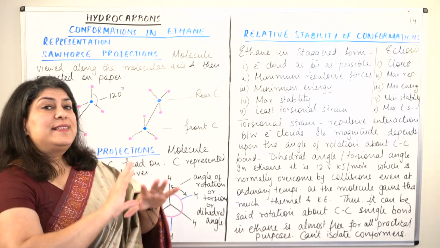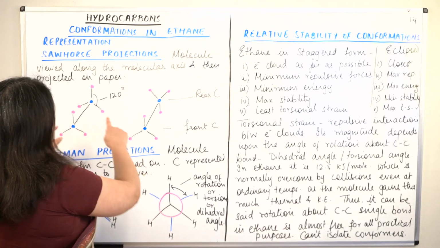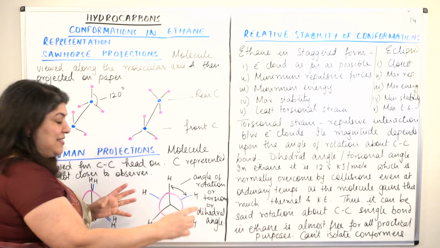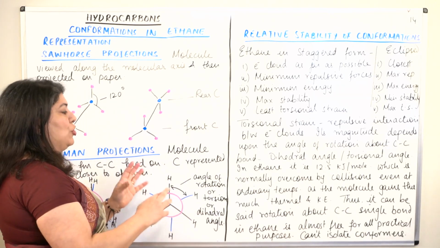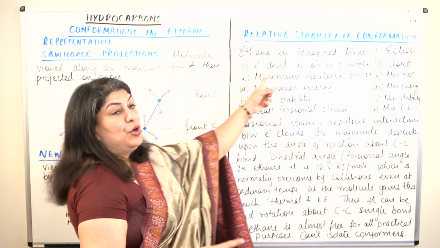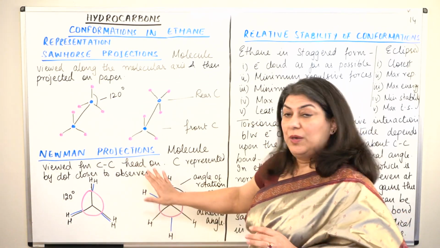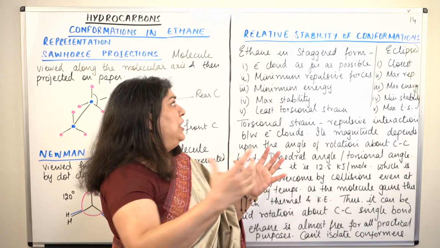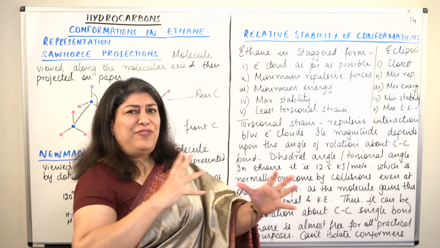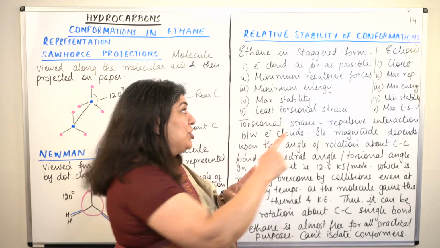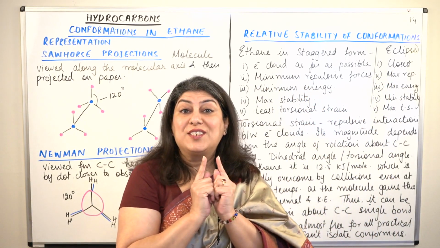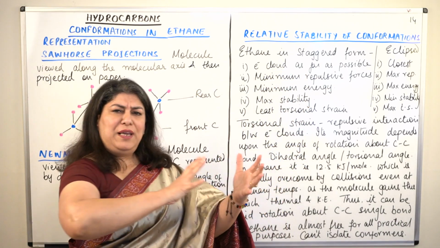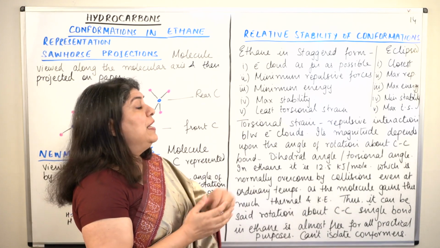So ethane, in the staggered form, this is the staggered form. In the staggered form, the distance between the hydrogens is the highest, or the distance between the bonds is the most. So what happens? The electron cloud, the cloud of electrons which have bonds, are nothing but electron clouds. So the electron clouds are farthest away from each other in the staggered form. They are as far as possible. But in eclipsed conformation, these electron clouds are the closest. The electrons are closest.